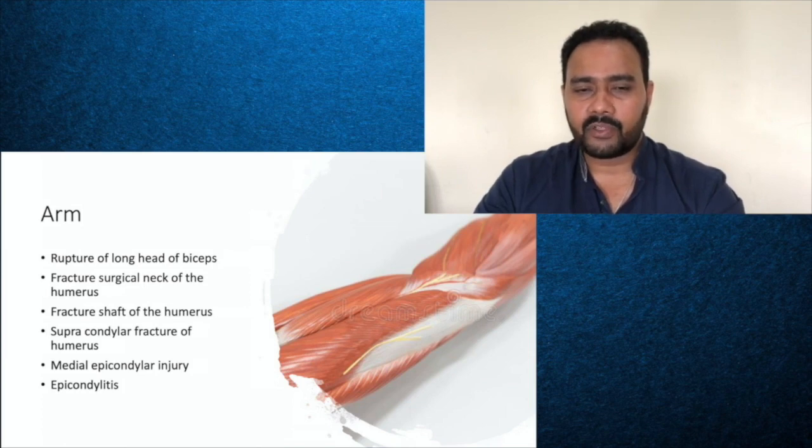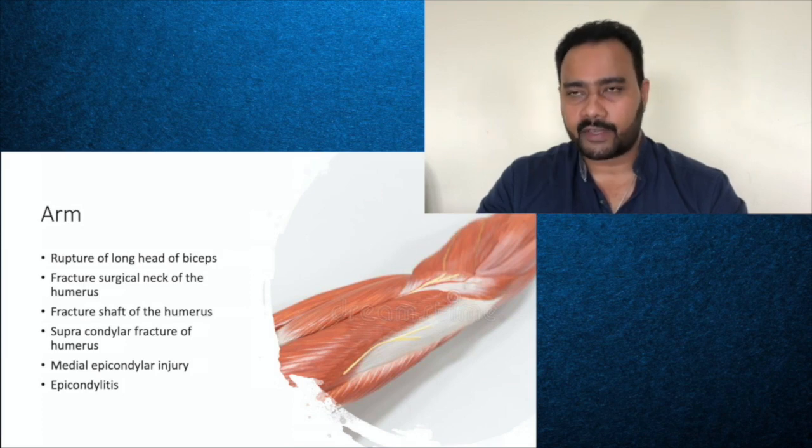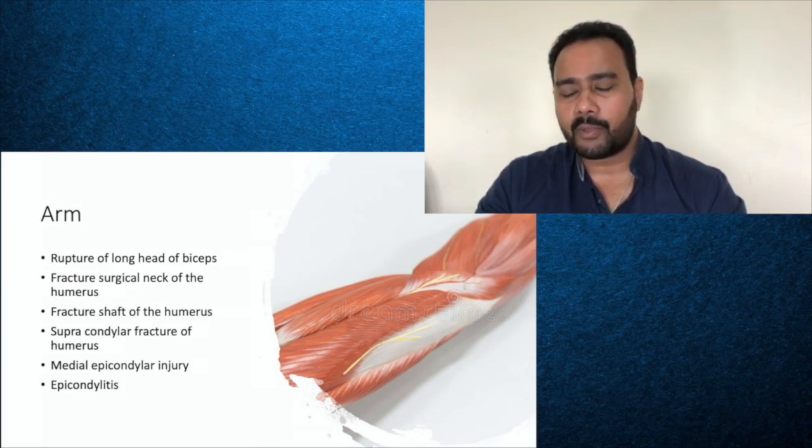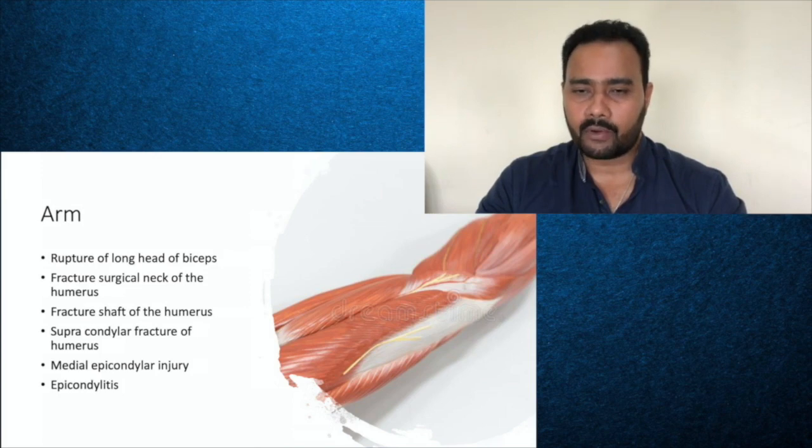And we have to know about the fracture of the surgical neck of the humerus and what is the clinical implication behind that, and fracture of the shaft of the humerus and why it is important to know about it. And there is a condition called supracondylar fracture. In the humerus, you have two epicondyles, the medial and lateral epicondyle, and any fracture that occurs just above the epicondyles is what we call a supracondylar fracture.